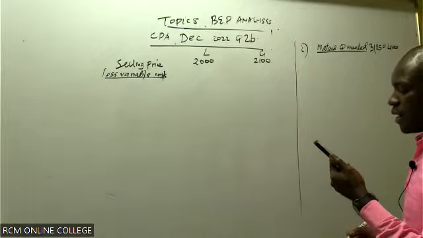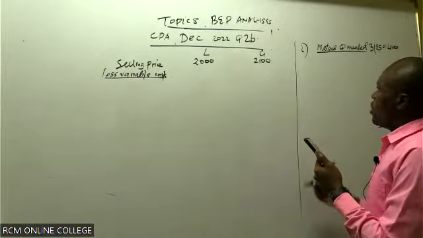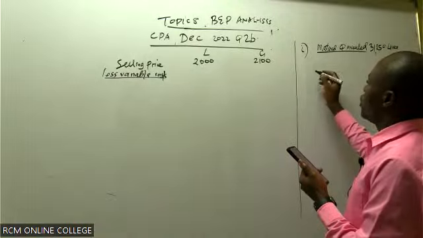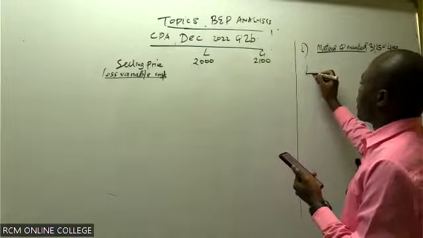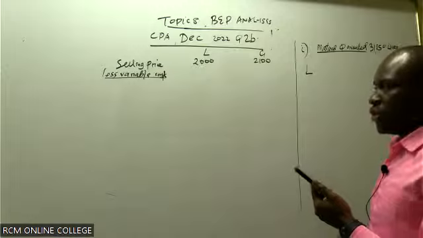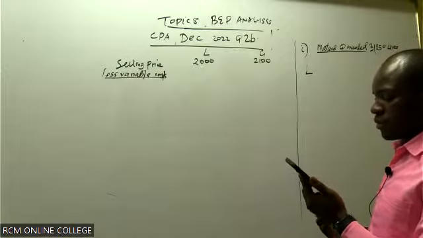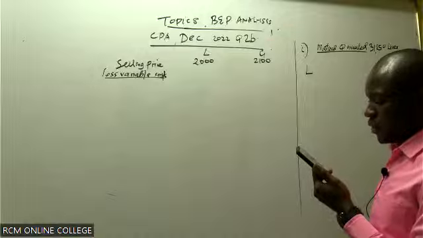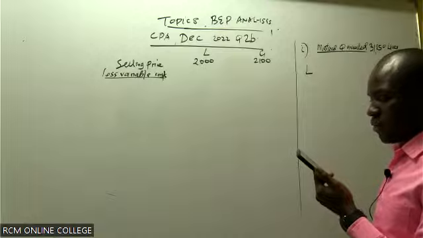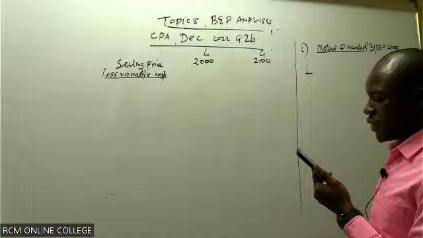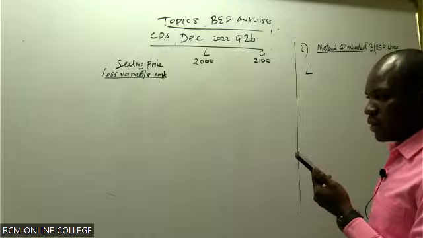31,250 liters. Now, how many liters of material Q do we need to produce 1 unit of L? How many liters?